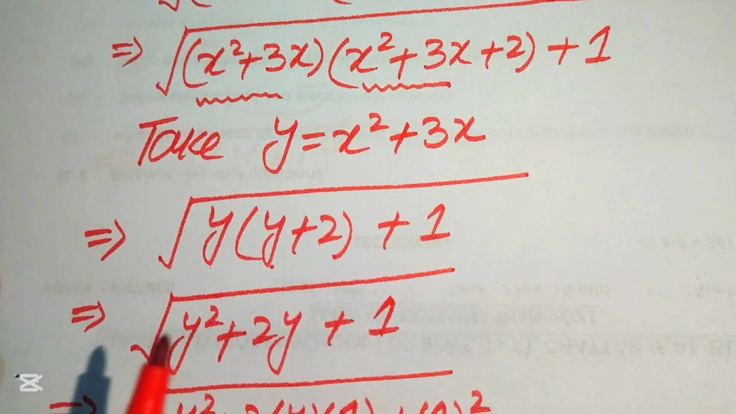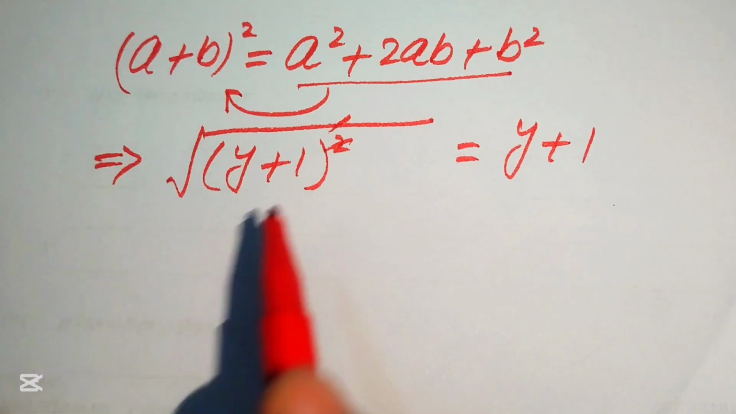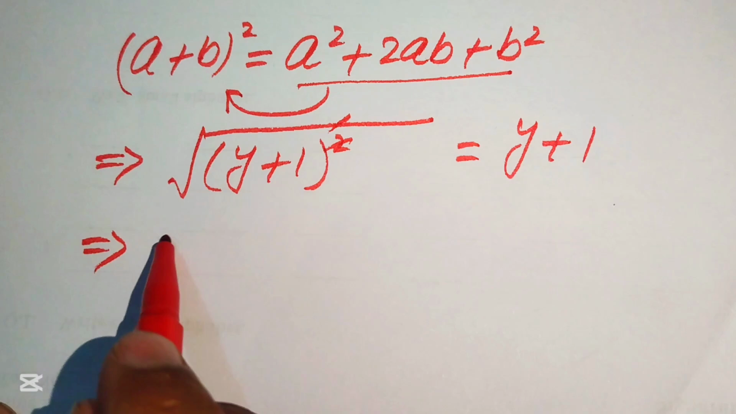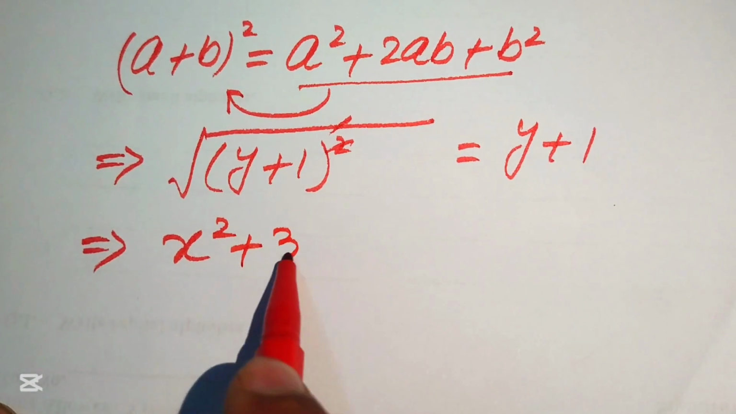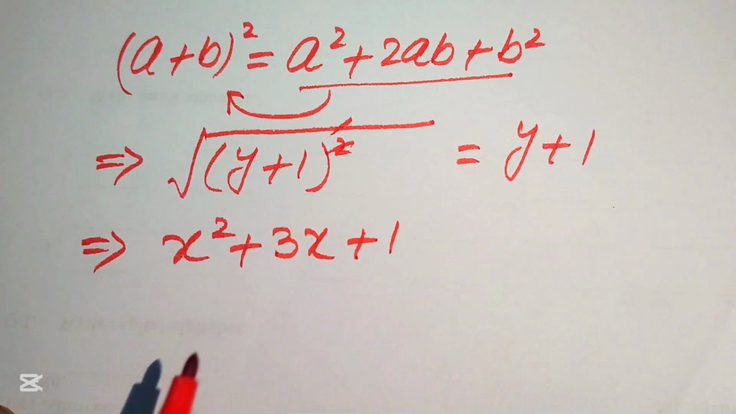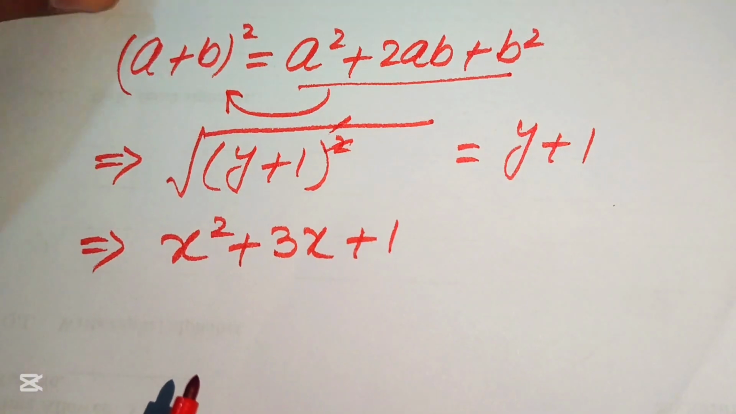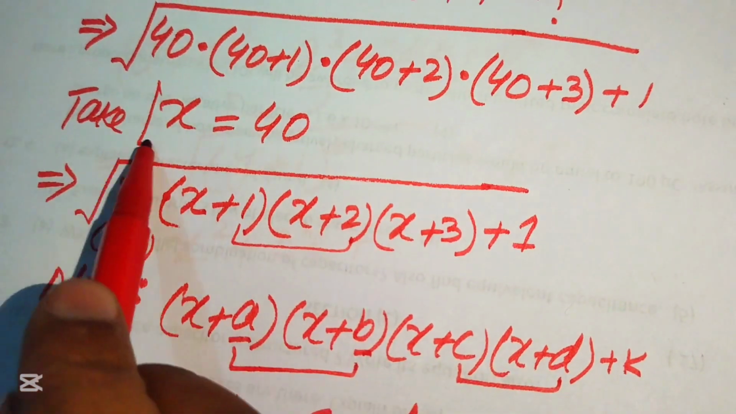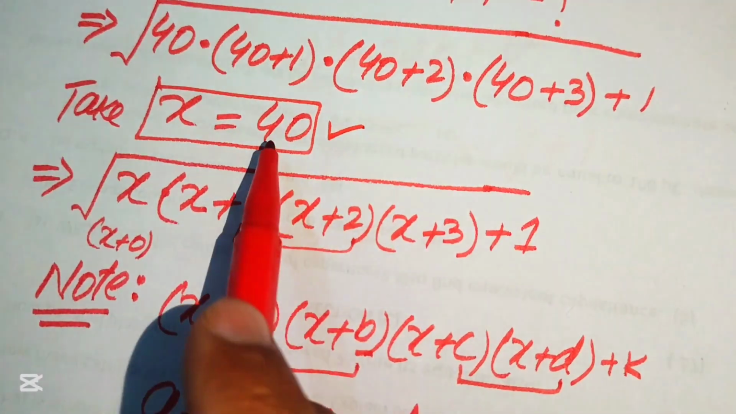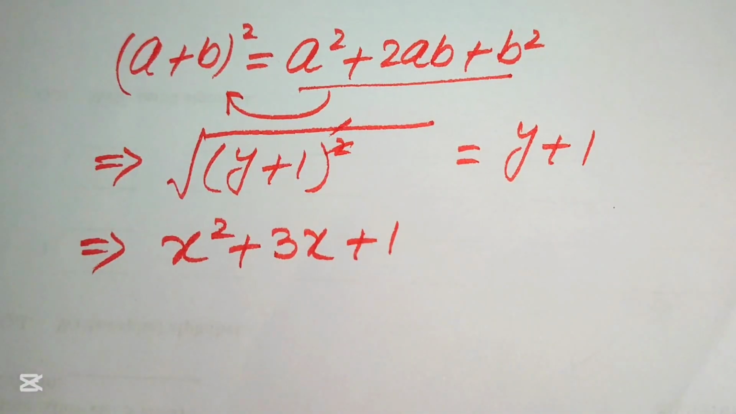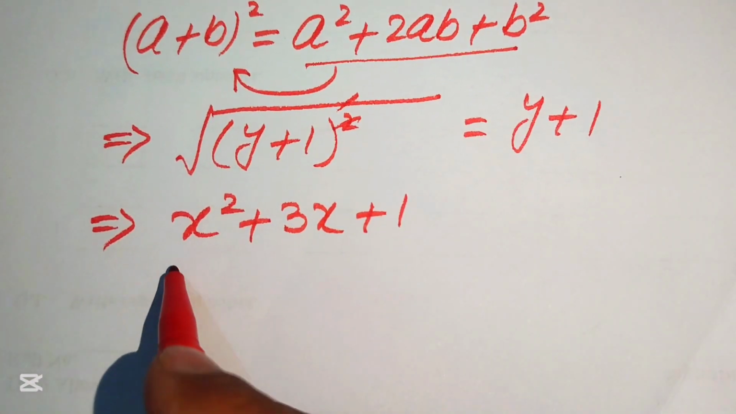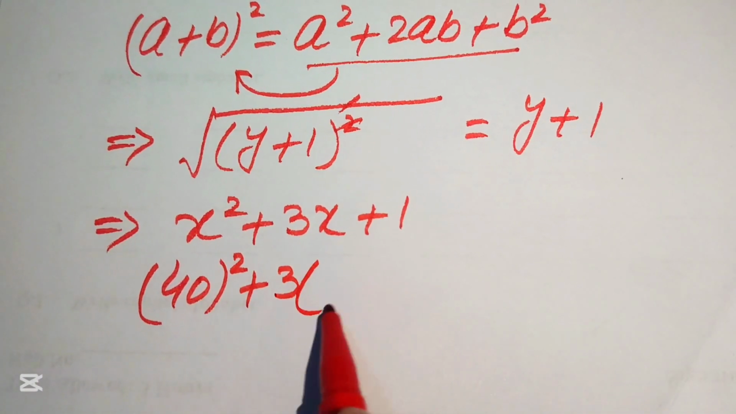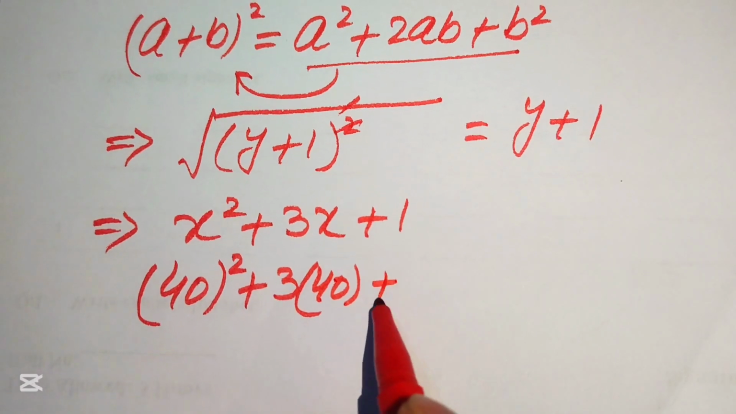And now here we need to move backward, and we will substitute our y equals x square plus 3x. We need to substitute this value of y here. So when you put y equals x square plus 3x, this will be written as x square plus 3x plus 1. So if you move more backward to the start of the problem, we have x equals 40. So we need to back substitute this value of x. So it will be written as 40 square plus 3 times of 40 and plus 1.